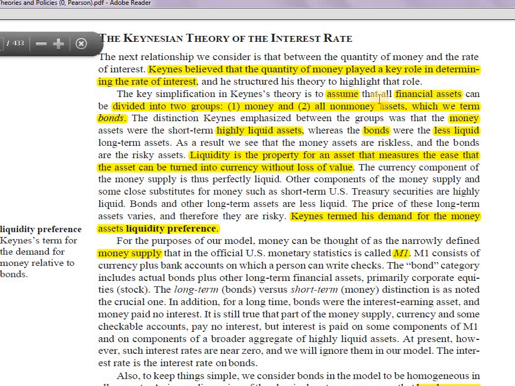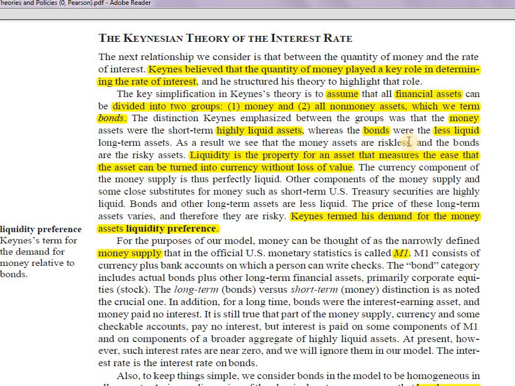So Keynes assumed that all financial assets can be divided into two groups, money and non-money. This is a drawback because we know that we have a lot of other classifications also, but yes, Keynes' system: money, non-money. Non-money assets mean bonds, and money is highly liquid. It means we have money, we can go to a store and buy anything we need. Bonds are comparatively less liquid.